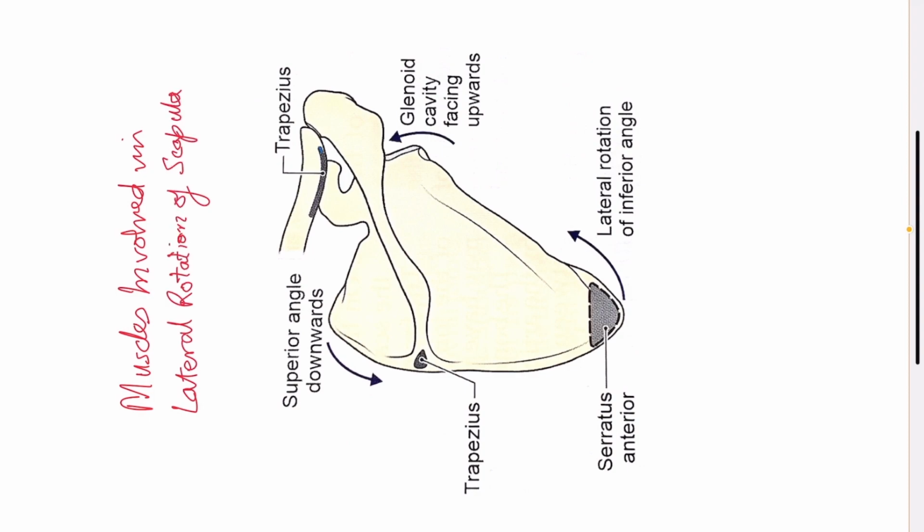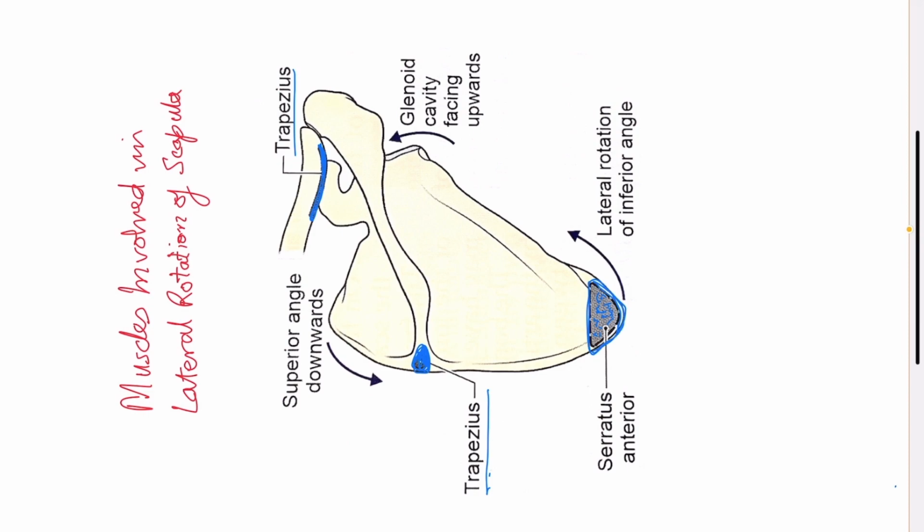This you are seeing is the insertion of the upper fibers of trapezius, and here you're seeing the insertion of the lower fibers of trapezius. Can you appreciate the attachment of serratus anterior marked in this image? They have shown it in dotted lines, meaning they're trying to show that this is not on the dorsal surface, but on the costal surface of the scapula.